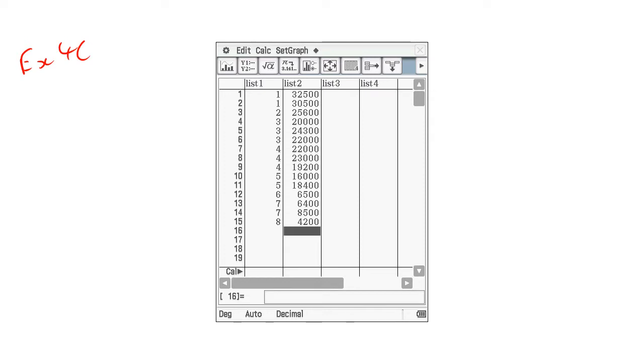And so list one is age in years. That's our list one. And list two is price in dollars. I'll just do a symbol for dollars. There we go. And that's the data I've just put into list one, list two of the calculator to get the values I need to make my report.